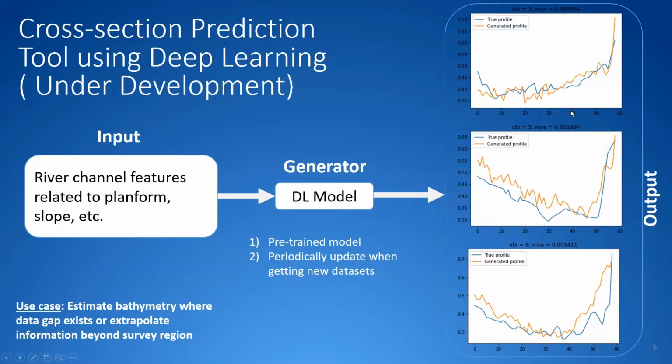And what you see on the right are some preliminary results, and you will see that the results are pretty good. The orange line that you see here is the profile that is created by the deep learning model, and the blue line is the actual cross section. So this is one way of creating or estimating bathymetry where we don't have any bathymetry. This is one of the tools that we are working on, and hopefully we will implement this soon into RIMORPHIS.